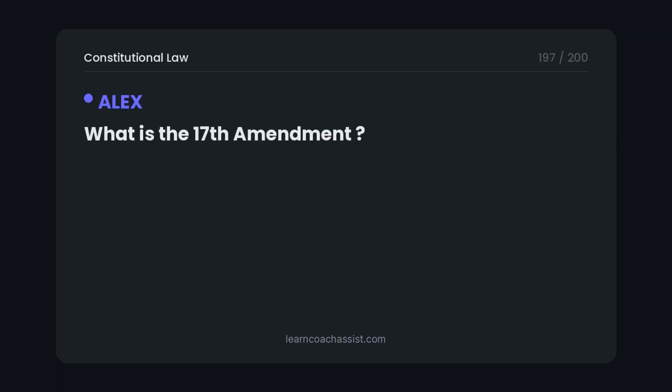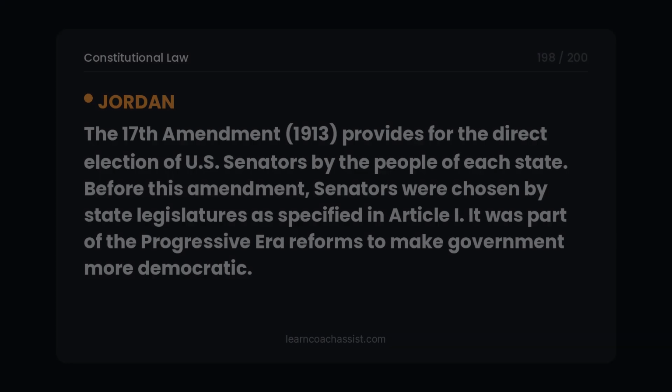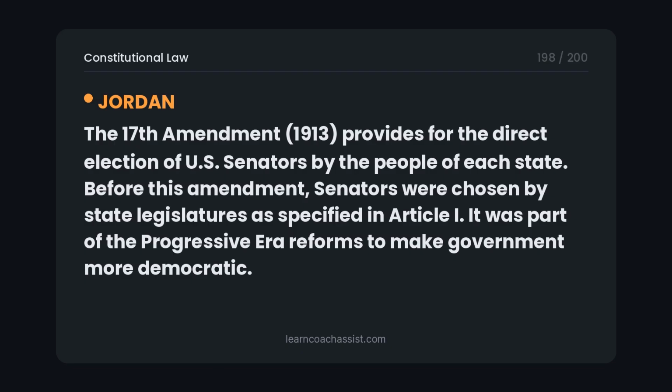What is the 17th Amendment? The 17th Amendment, 1913, provides for the direct election of U.S. senators by the people of each state. Before this amendment, senators were chosen by state legislatures as specified in Article 1. It was part of the Progressive Era reforms to make government more democratic.